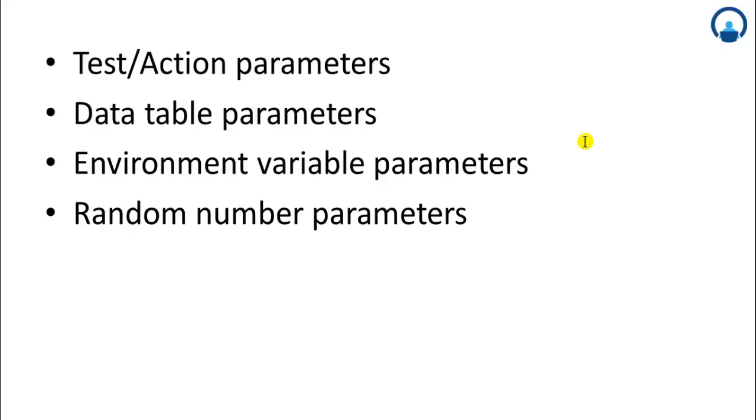So let's see the different ways of parameterizing in QTP: test action parameters, data table parameters, environment variable parameters, and random number parameters.